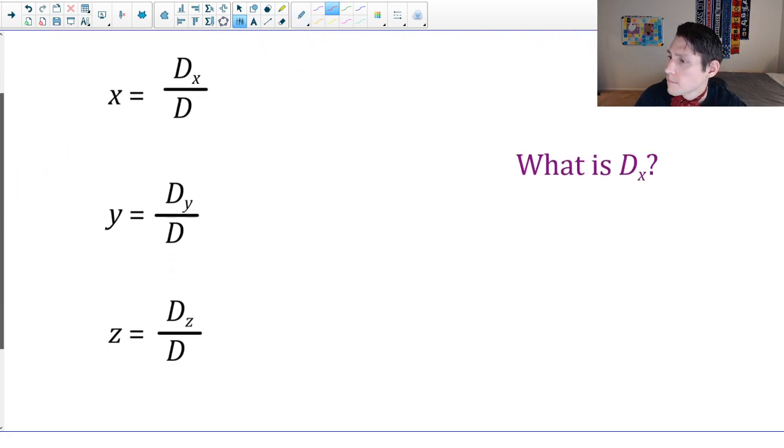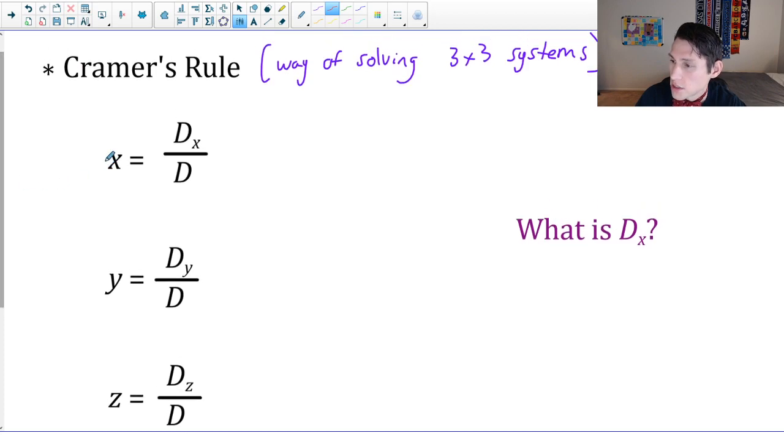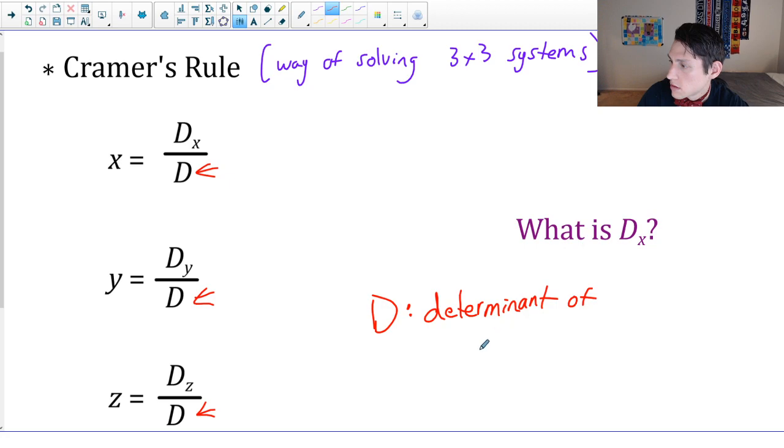Okay. And what's nice about Cramer's rule is we can just solve for one specific thing. Like we could just solve for y or just solve for x or z without finding the others. Okay, so now what do these things mean? Okay, so first off, this capital D here is just the determinant of the matrix. Right, it'll be like what we did in the warm-up.